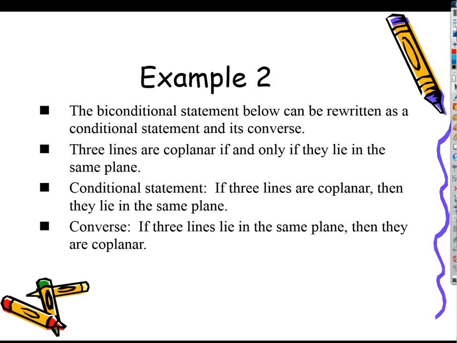So, for example, let's take this biconditional statement. Three lines are coplanar if and only if they lie in the same plane, right? That's two conditional statements in one. If three lines are coplanar, then they lie in the same plane, or if three lines lie in the same plane, then they're coplanar. It includes both of those, a two-for-one deal.